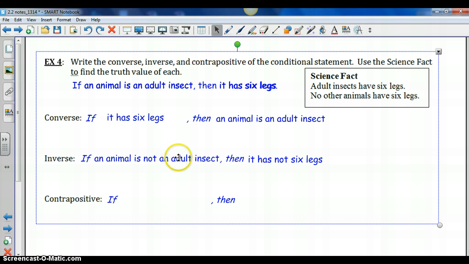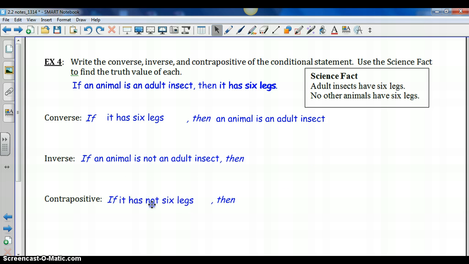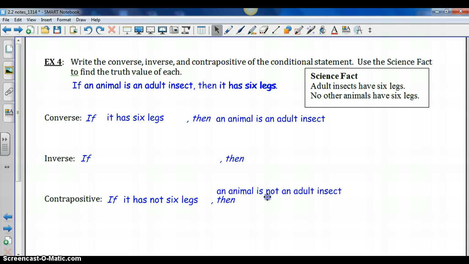The contrapositive is found by both negating and changing the order. So I'm going to use these phrases where we've negated each of these, and I'm going to change the order as well. So I would say if it doesn't have 6 legs, or if it has not 6 legs, then an animal is not an adult insect. That's how you find the contrapositive.